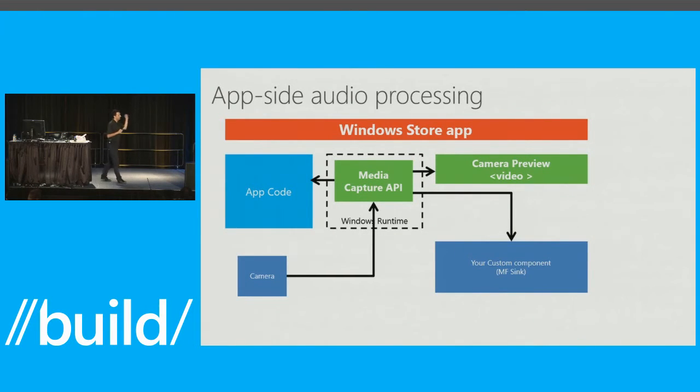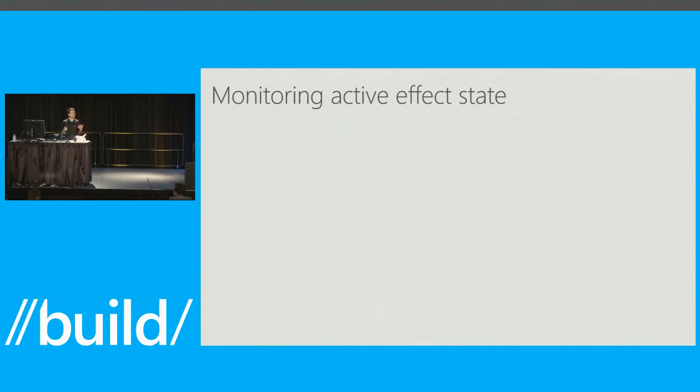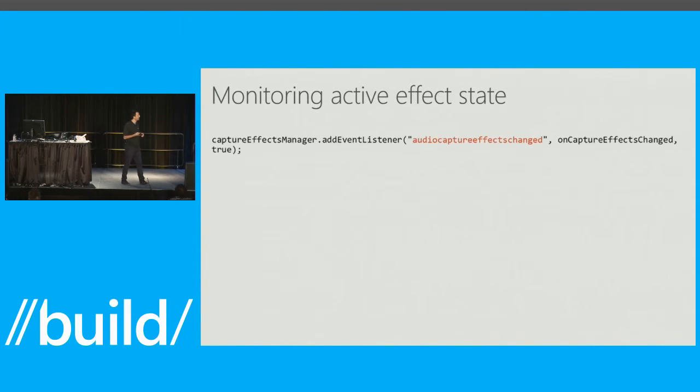Remember, we were talking about the real-time communication scenarios. This is our pipeline. But we're talking about mic and audio, so let's add that to the pipeline. What I'm going to do in this case is I'm going to do my own echo cancellation, right? And I want this to happen even before the bits come to the media capture APIs. And so I will insert my own media foundation transform between the mic and the media capture APIs, and I'm good to go.